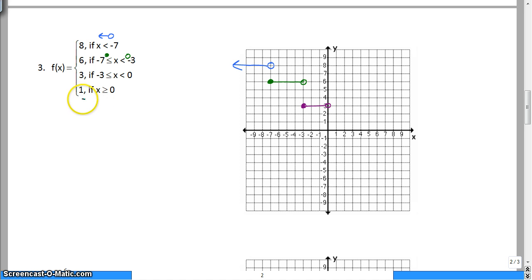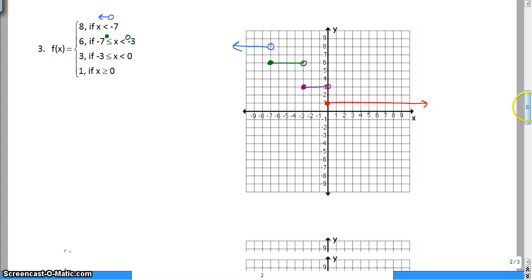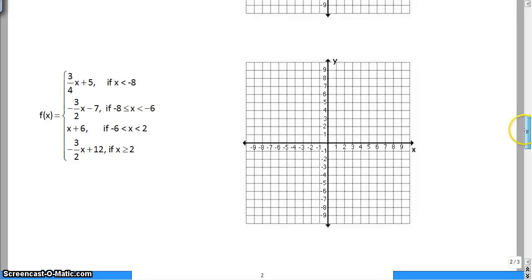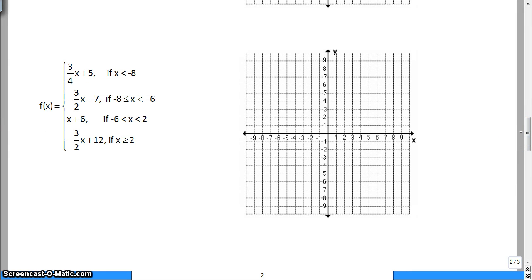Now the last one, we have level 1 at x equals 0, but it's greater than or equal to, so you have to remember to carry this all the way across. Okay? Here's the last one of the day, graphing wise. Then we have a word problem to talk about.